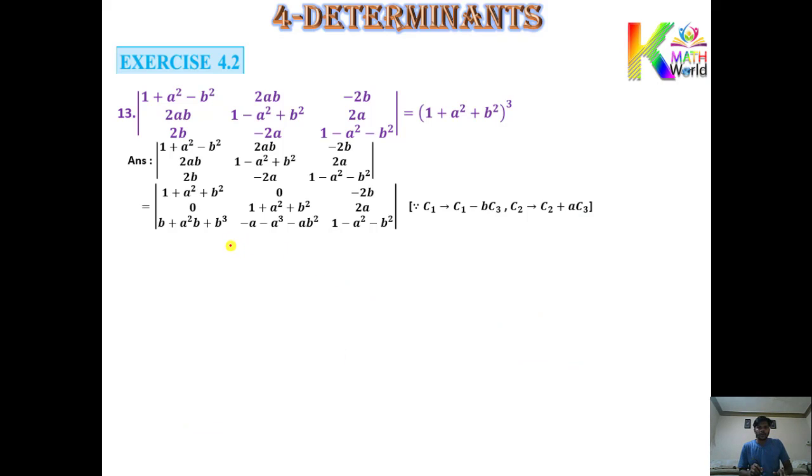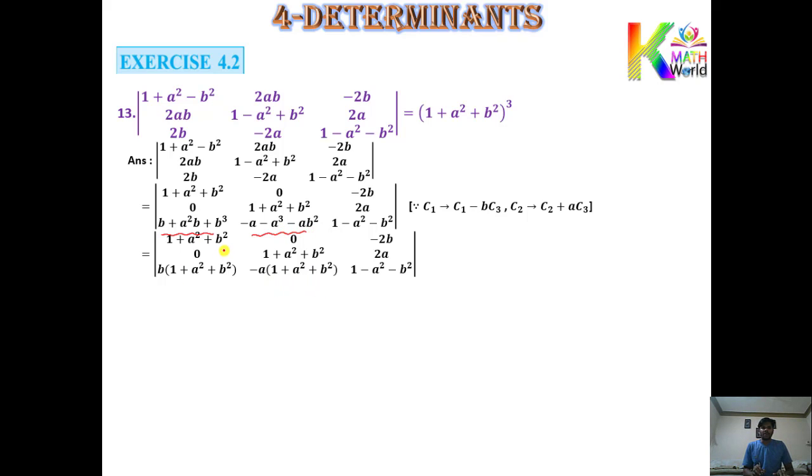Okay, now you can see from this you got b common. Moreover, from this you got minus a common. Okay, so see the next step. Except these two elements, the remaining elements are as they are. So you got here 1 plus a square plus b square, 0, minus 2b. Same way, the second row is also as it is. From the last row you got b common, and from here you got minus a common. So 1 plus a square plus b square.